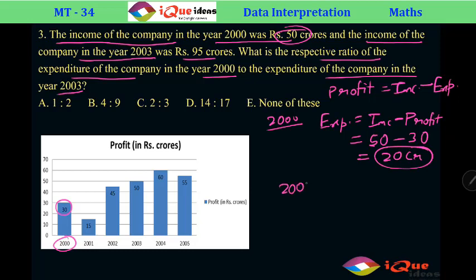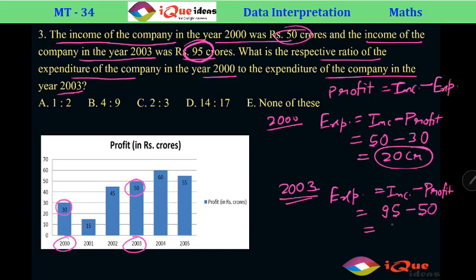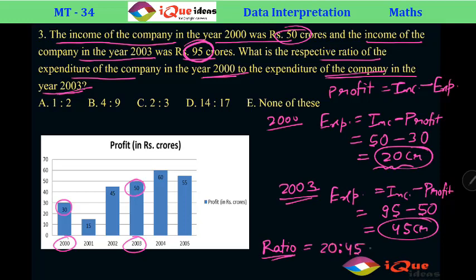Then the other one is 2003. In 2003, the income is given as 95 crores, right? And in 2003, the profit is 50 crores. So expenditure will be equal to income minus profit. Income here is given as 95 crores minus profit 50 crores. 95 minus 50 is 45 crores, right? So the question is the ratio of the expenditures in 2000 and 2003, right? So the required ratio is equal to 20 is to 45. They both are cancelled by 5. 20 gives 4 times and 45 gives 9 times. So the required ratio is 4 is to 9. Look at the options. It is the B option. The second option is the correct answer.